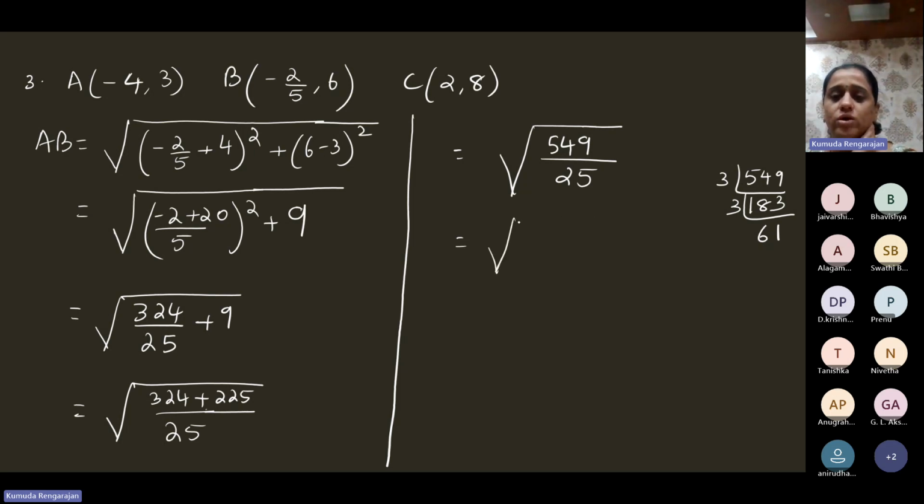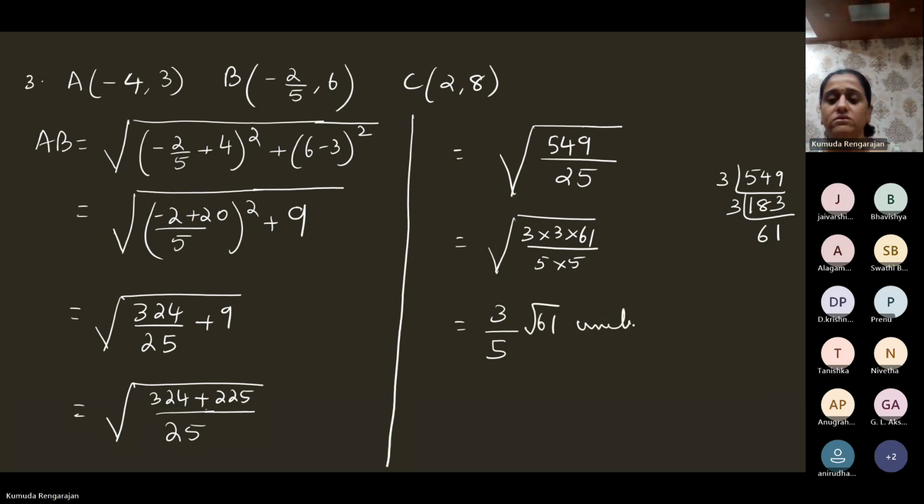Okay, so we have the square root of 3 into 3 into 61 divided by 5 into 5. From 2 threes, 1 three comes out, from 2 fives, 1 five comes out, and 61 remains under the square root. So it is 3 by 5 root 61 units, the length of AB.